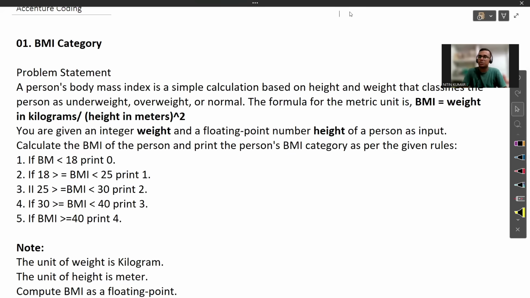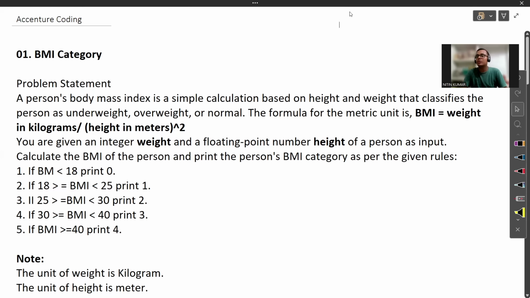In this video, we are going to solve the Accenture July coding question, asked in the Accenture July 2024 examination. So let's see the question. Let's first try to understand the problem statement and then try to solve it. The problem is named BMI Category. The problem statement says that a person's body mass index is a simple calculation based on height and weight that classifies the person as underweight, overweight, or normal. In the very first line we understood that it is talking about a person's body mass index. The full form of BMI is body mass index.